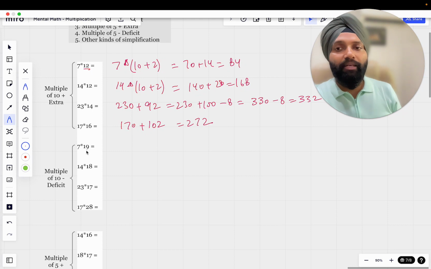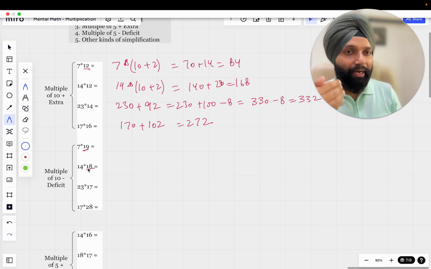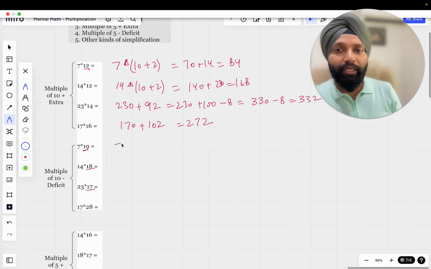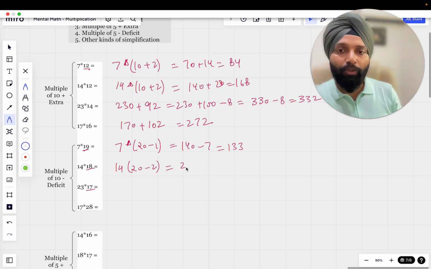Another way is, if the number is on the higher end, closer to a multiple of 10 but slightly less than that, then you can think of this in terms of 20 minus 1. So it becomes 140 minus 7, so 133. So this becomes 14 into 20 minus 2, which is 280 minus 28. Now how do I do this? 280 minus 30 plus 2. Right? So this becomes 252.